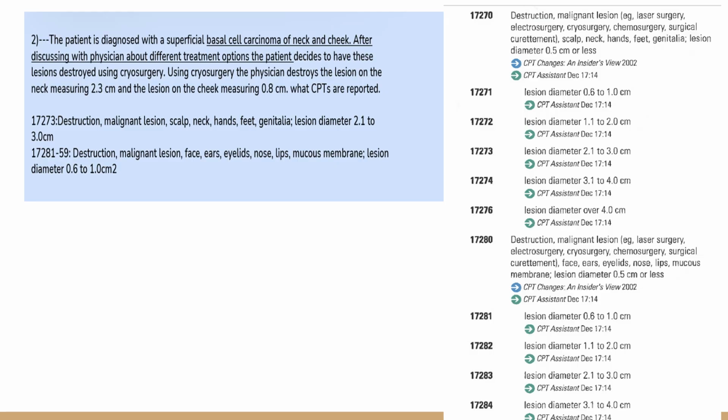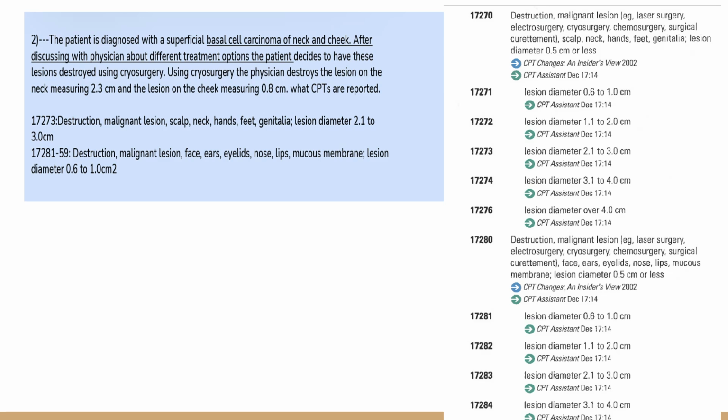The patient is diagnosed with a superficial basal cell carcinoma of the neck and cheek. After discussing different treatment options with the physician, the patient decided to have the lesions destroyed using cryosurgery. Using cryosurgery, the physician destroyed the lesion on the neck measuring 2.3 centimeters and a lesion on the cheek measuring 0.8 centimeter. So let us see what we have.